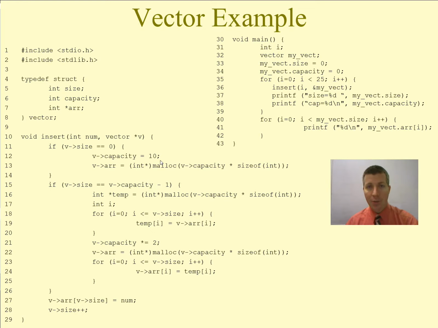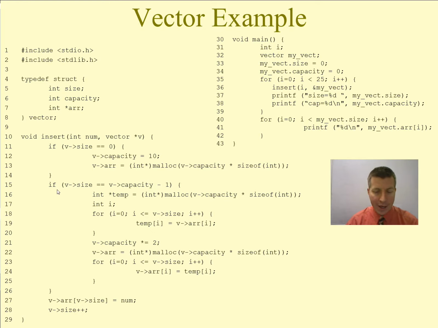So if the size is 0, which is going to be initially, I'm going to make my capacity equal to 10, so that's going to be my initial capacity. And you see that I'm dynamically allocating my v arrow ARR here using the malloc function to whatever the capacity is times the size of an integer. So it's going to make it 10 times the size of an integer, 4 bytes on a 32-bit operating system, so this will be 40 bytes that are going to be allocated to this variable ARR.